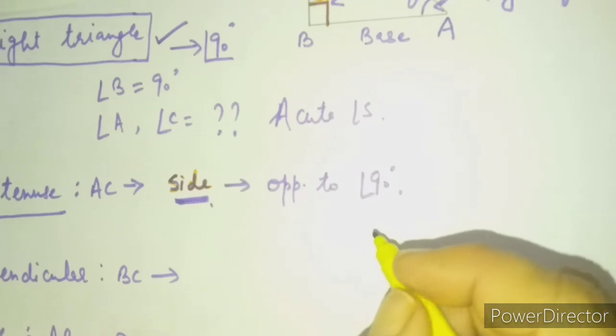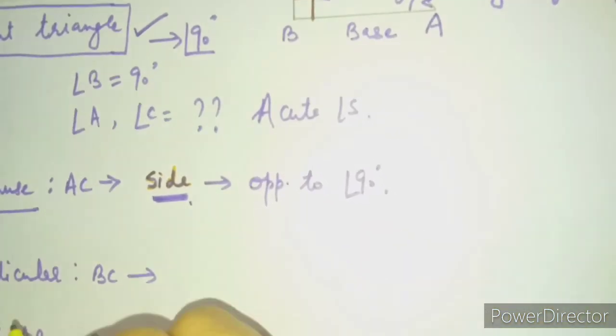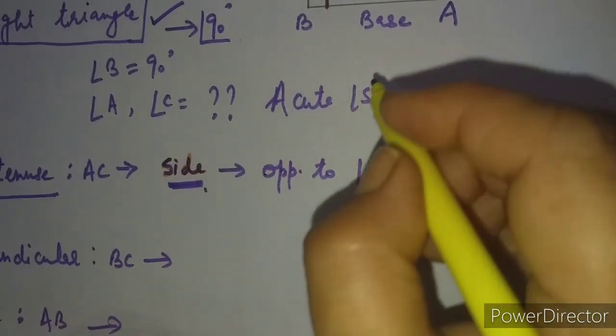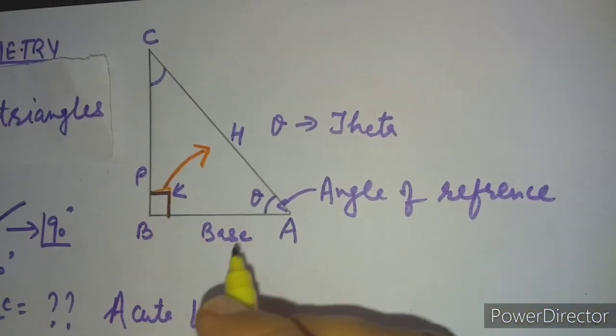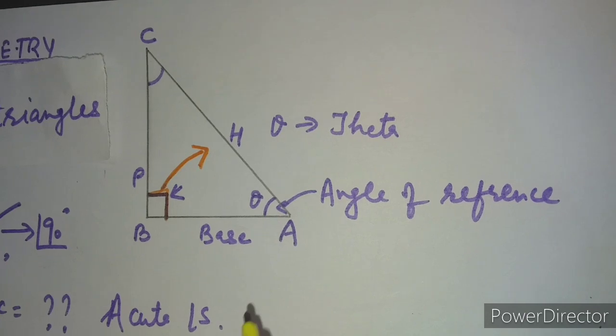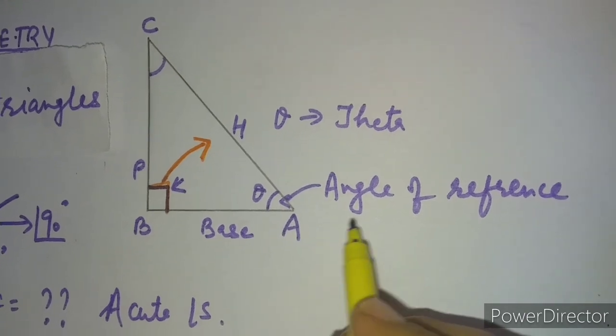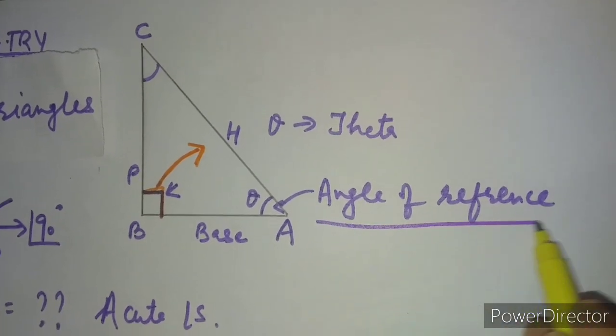Okay. Now the next point is about perpendicular, right? Let us see the figure first. When we talk about the perpendicular, we have to define properly where will be the position of the perpendicular. Before that, I want to tell you one new term. What is the meaning of angle of reference?